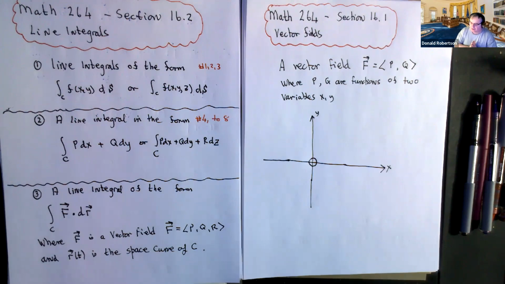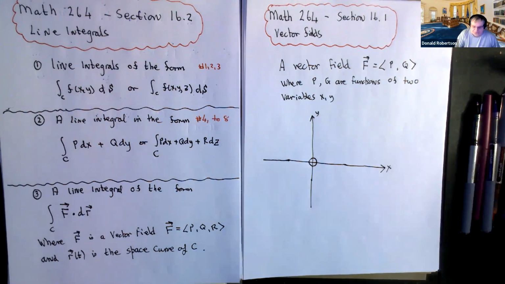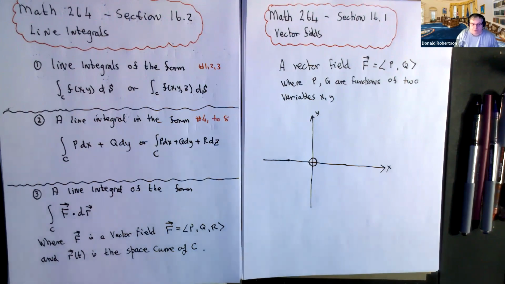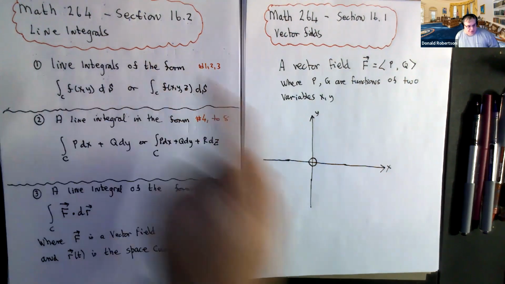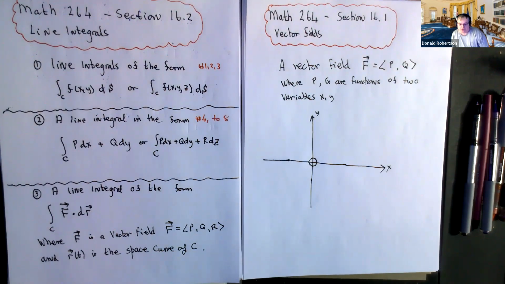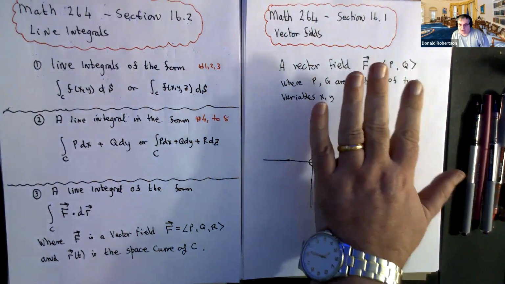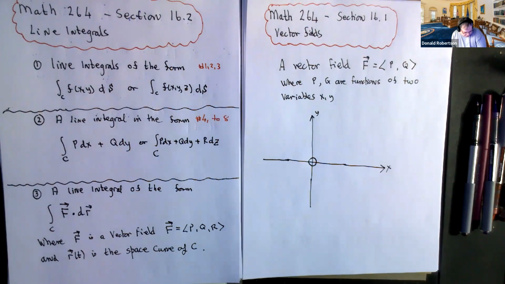Everyone, we are starting our last chapter. Wow, we're already at the last chapter, and there are two sections to cover. You can see them here: 16.1 vector fields and 16.2 line integrals. 16.1, I hope you'll agree with me when we're finished.